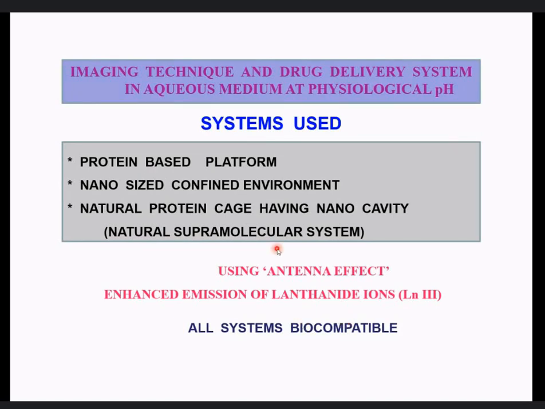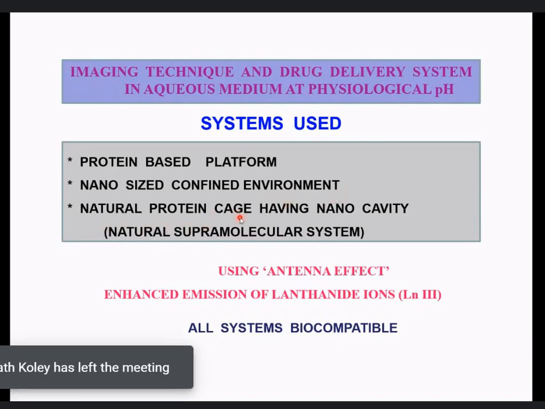And if you want to have aqueous medium physiological pH, then the system that we have to use must be protein based, so that it is non-toxic. Also, you can use nanoscience confined environments, for example cyclodextrin, things like that. And natural protein cages. I'm coming to that.